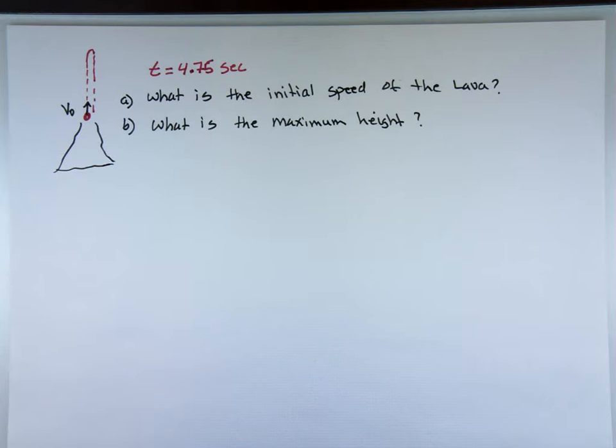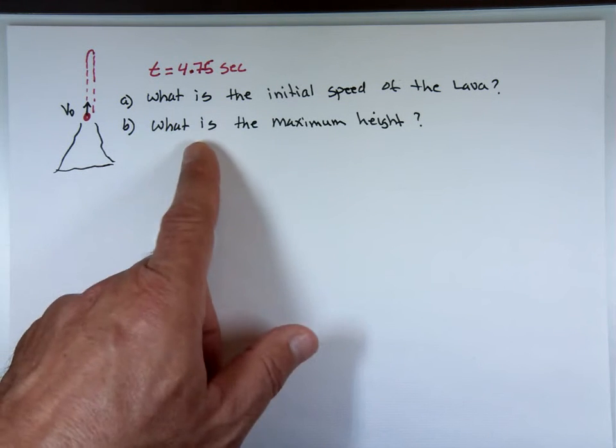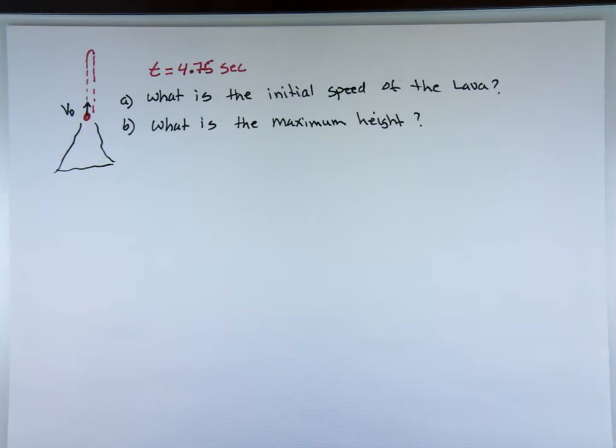That's the only thing we know about the problem. Somebody has a stopwatch or a cell phone, any phone with a stopwatch on it, boom. The minute they saw the lava take off, hit the start. When it came back, hit the stop. We know the time was 4.75 seconds. That's all we know. And I'm asking now to tell me how high did it go? And after that, tell me also what was the initial speed of that? Let's look at part A.